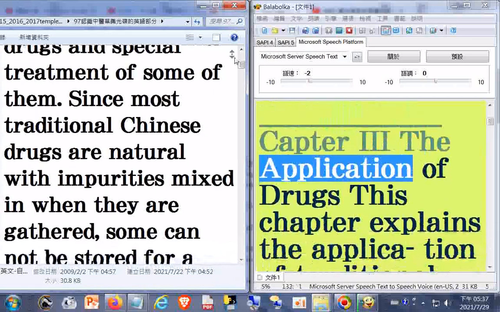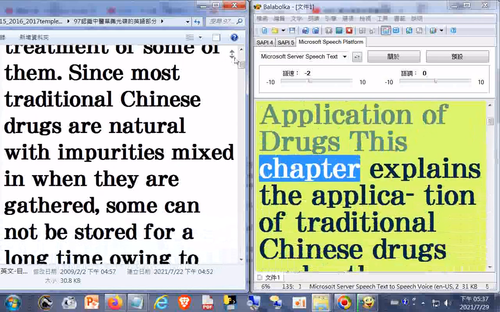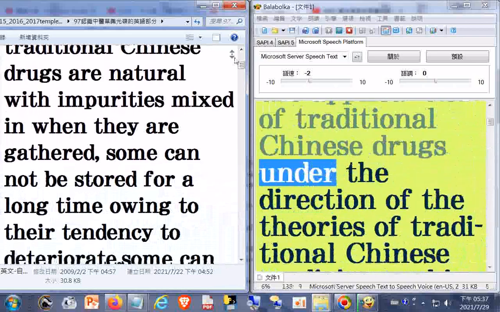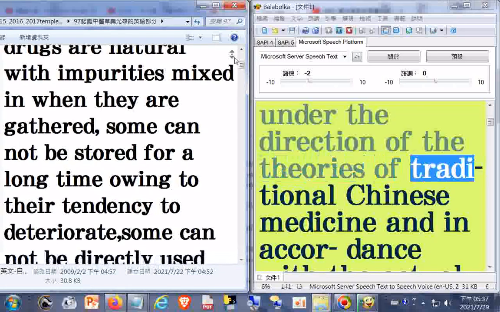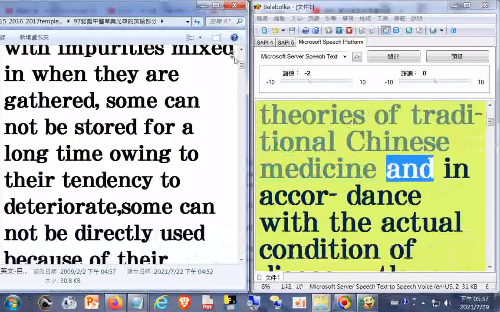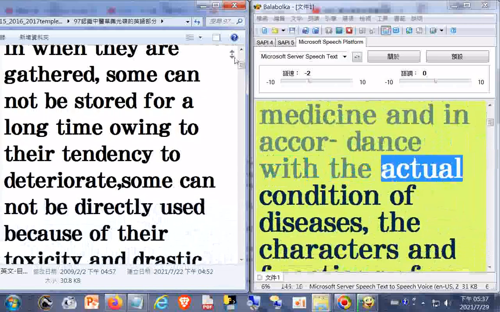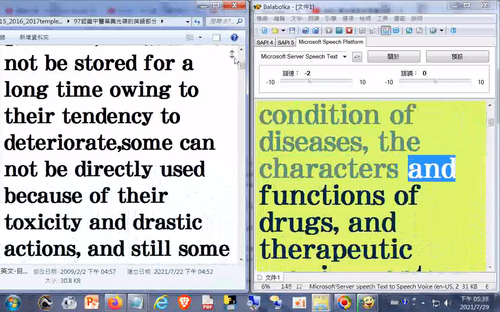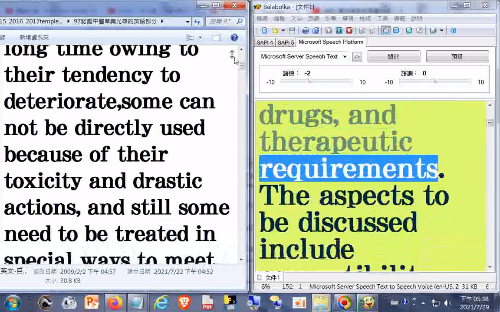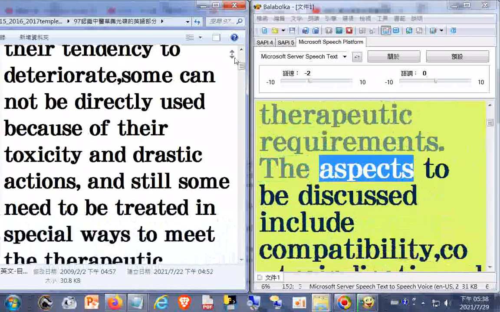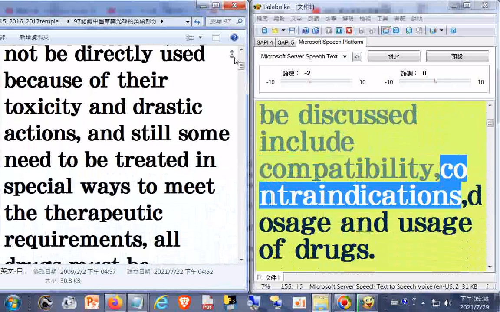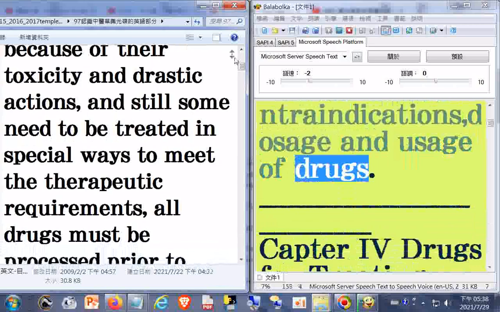Chapter 3. The application of drugs. This chapter explains the application of traditional Chinese drugs under the direction of the theories of traditional Chinese medicine and in accordance with the actual condition of diseases, the characters and functions of drugs, and therapeutic requirements. The aspects to be discussed include compatibility, contraindications, dosage, and usage of drugs.